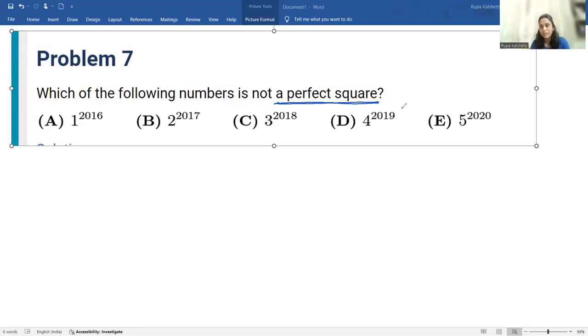A perfect square is a number whose square root is a whole number. For example, if you take 16, to check whether it's a perfect square or not, you will take root of 16, which will give you 4 as an answer, which is a whole number. So you can say that 16 is a perfect square. Similarly, if you take 121 and take its root, you know that the root is 11. So you can say that 121 is a perfect square.